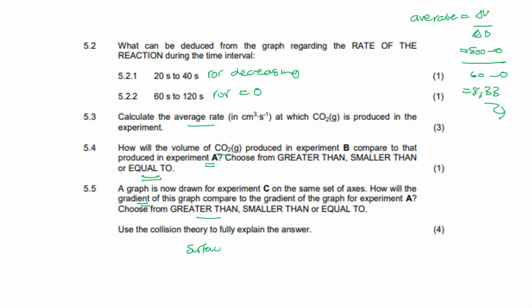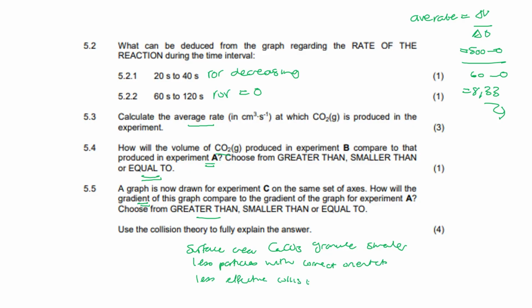So the surface area of calcium carbonate granules is smaller, so therefore we have fewer particles with correct orientation. So what happens? We have fewer effective collisions per unit time. And because of that, there's a decrease in the reaction rate. And that is why the gradient will be greater than.